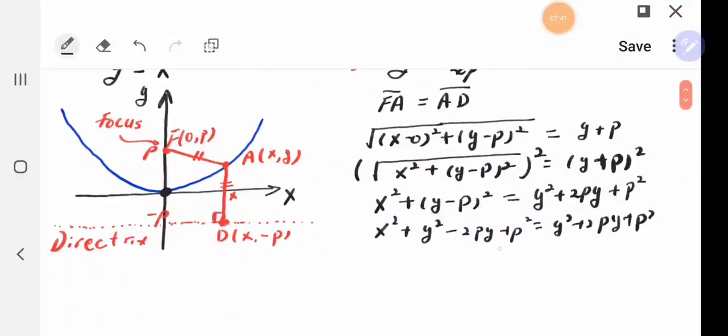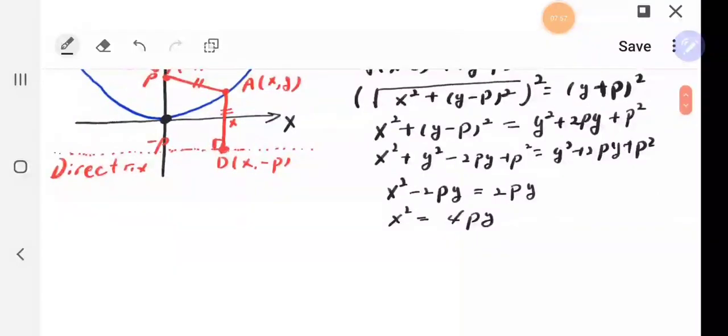Here's the y squared on both sides, so we can get rid of it. So x squared minus 2py is equal to 2py. Move minus 2py to the right, then it will be 4py. And rewrite this so y equals something, then divide each side by 4p. So we have 1 over 4p x squared.